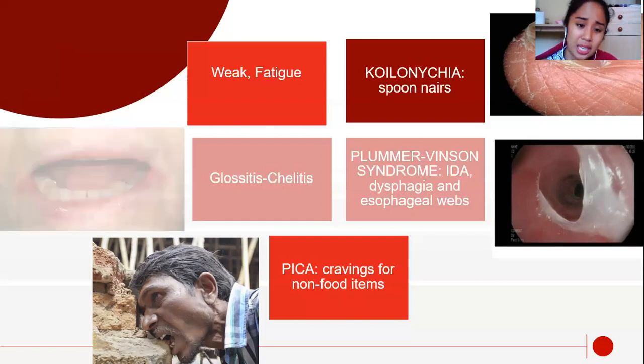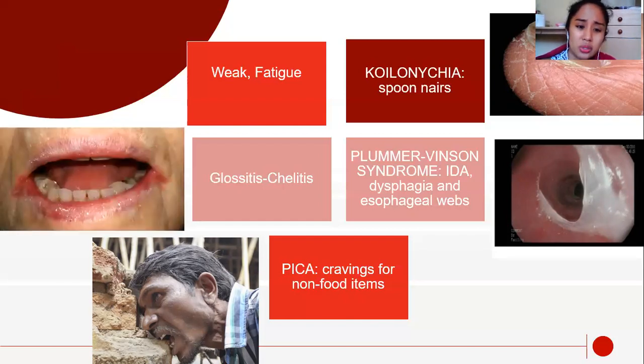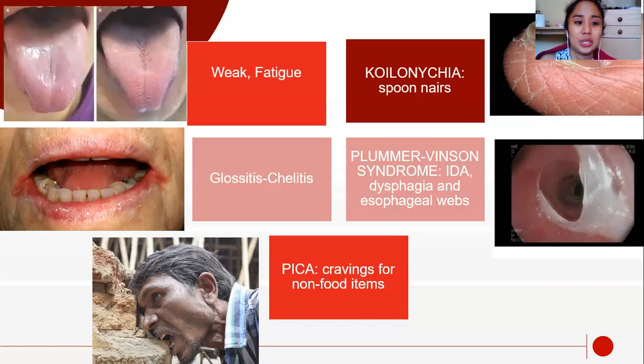We have this glossitis. So I think in your notes there's something about inflammation in the tongue, glossitis. This photo is not glossitis. Ito ang glossitis. So inflammation of your tongue. And cheilitis class, yung nasa notes nyo is breakage in the epithelium of the skin around the mouth.